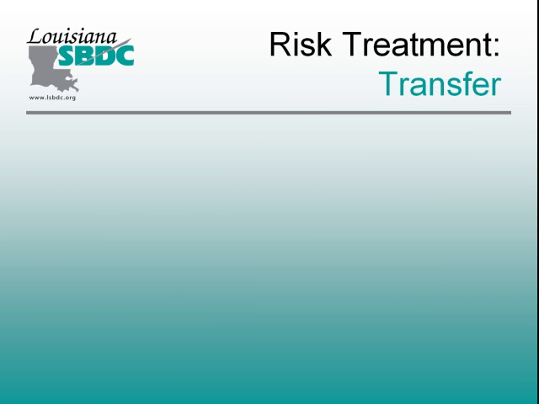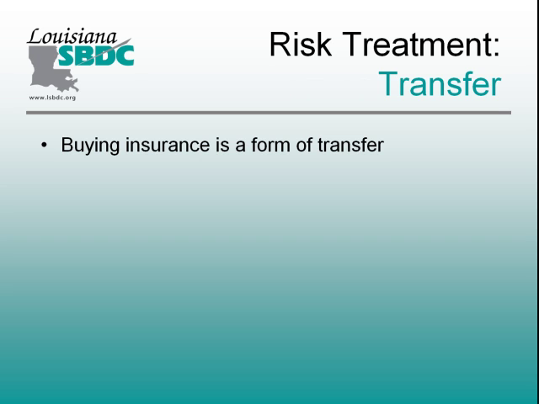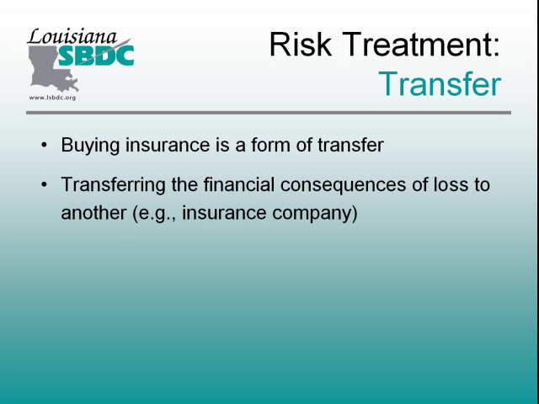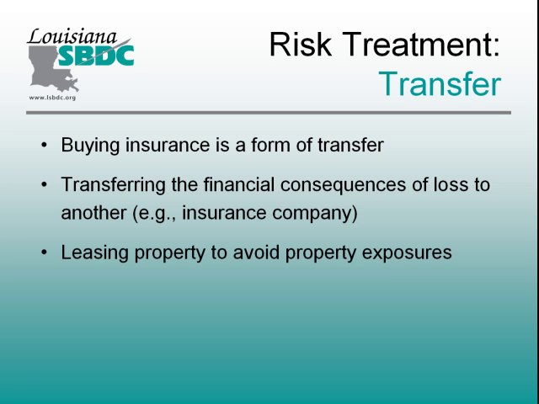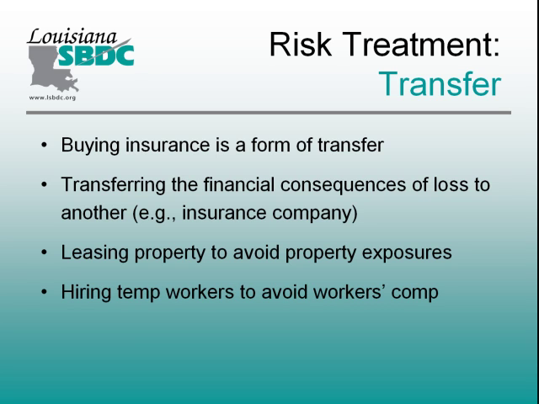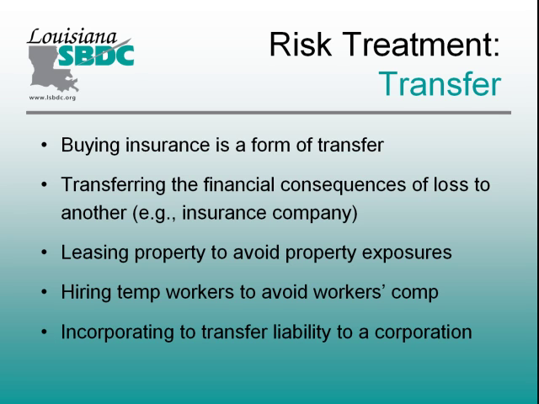Finally, the fourth treatment method is transfer. Buying insurance is a form of transfer because you're transferring the financial consequences of loss to another, such as an insurance company. Other transfer methods include leasing property instead of buying it, using bonded contractors and hiring temps instead of permanent employees to avoid workers' comp, and even incorporating your business, thus transferring personal liability to a corporation. Most situations call for a combination of risk treatments.